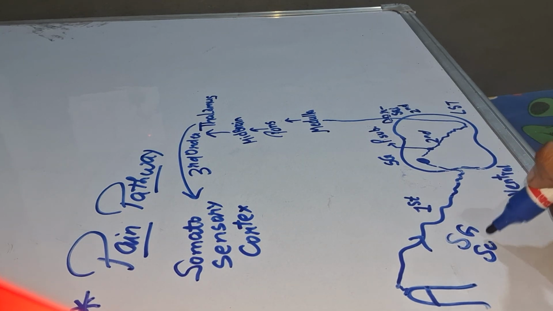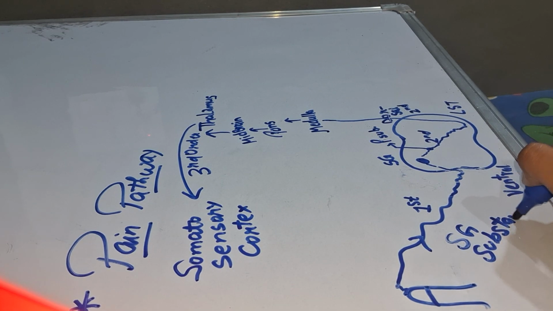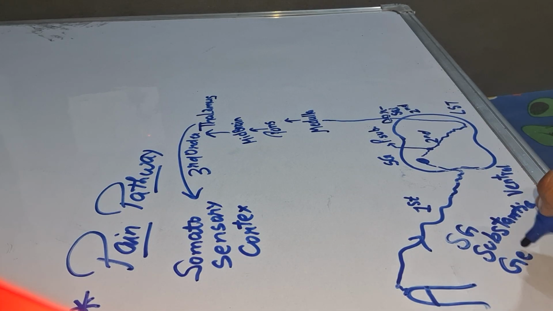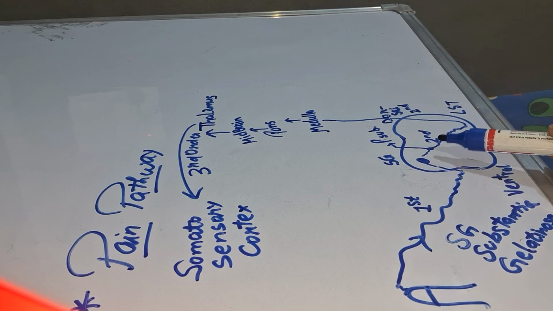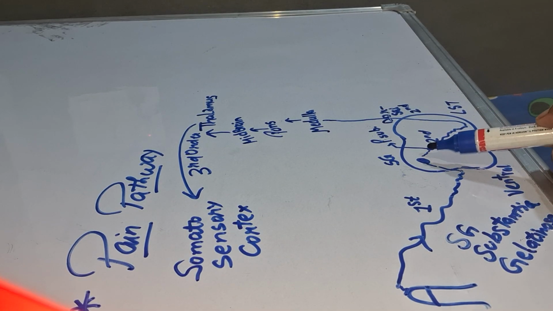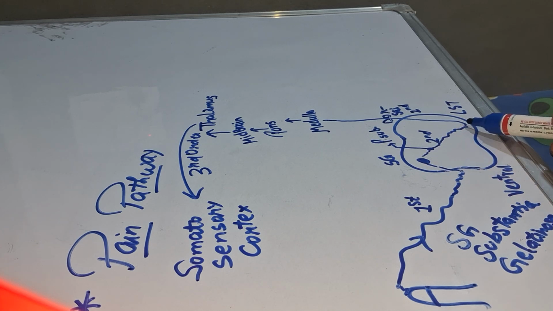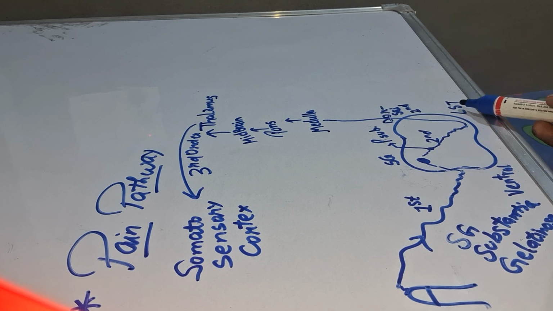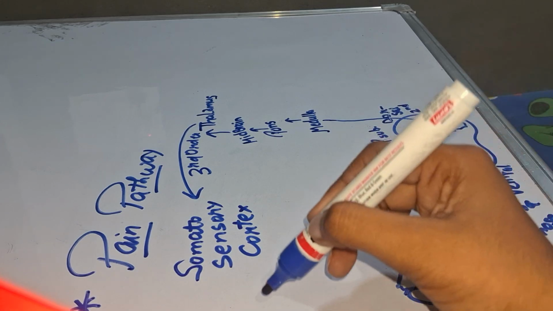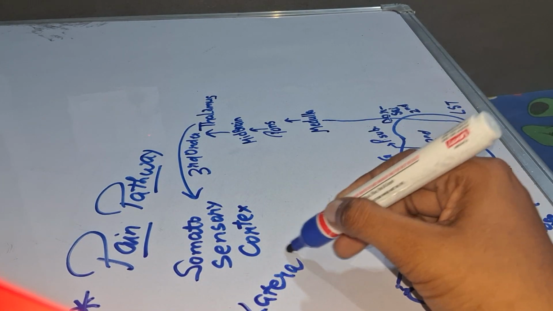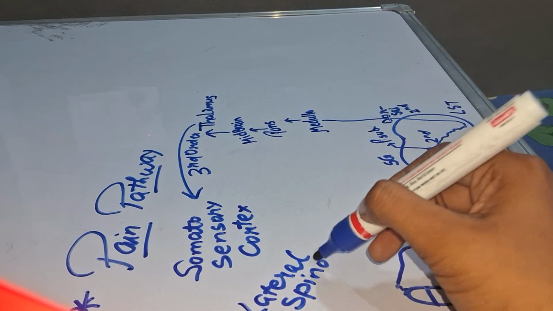SG is substantia gelatinosa. Okay, P substance is released, which is a neurotransmitter, and from here the signals travel via neuron to the LST. LST is the lateral spinothalamic tract.